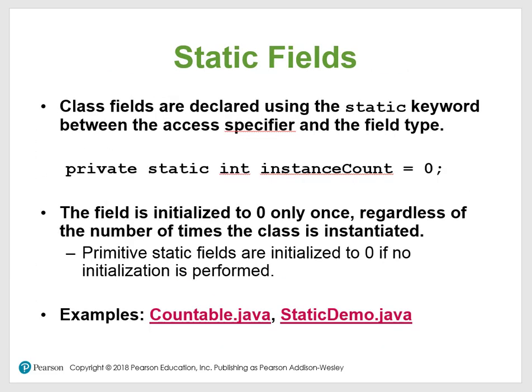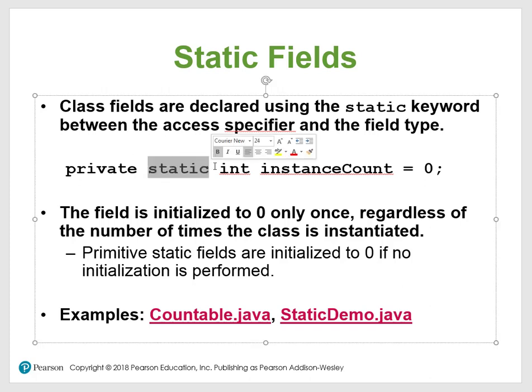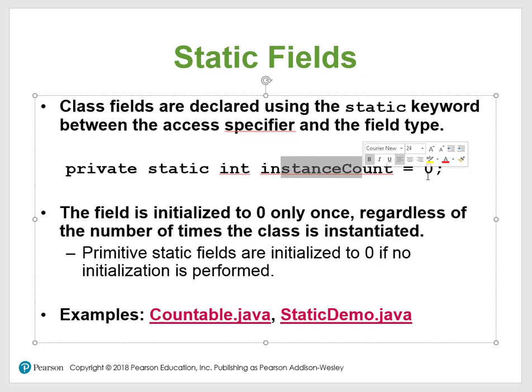So let's talk about the first one. Here's a static field. Class fields are declared using static, the reserved word, keyword between the access identifier and the field type. So when you create that field, normally you would create it as private, but if you add the word static with the data type and the name, the identifier, and you initialize it to 0, the field is initialized to 0 only once, regardless of the number of times the class is instantiated.